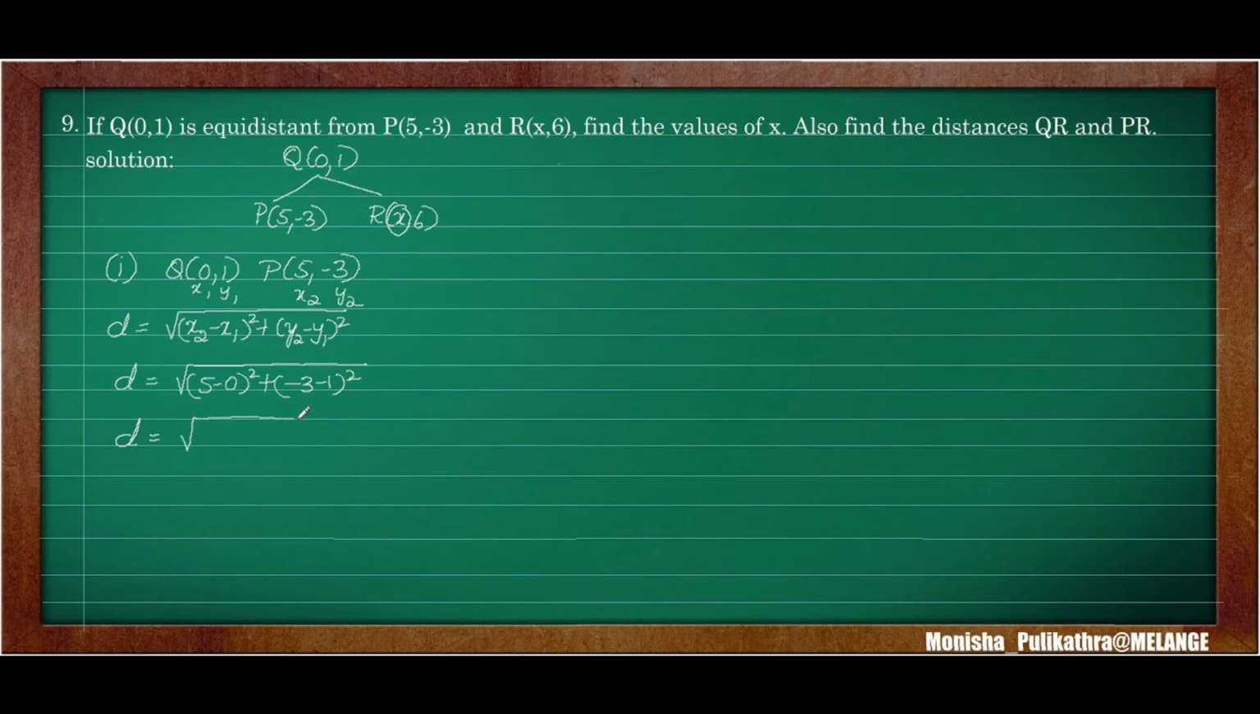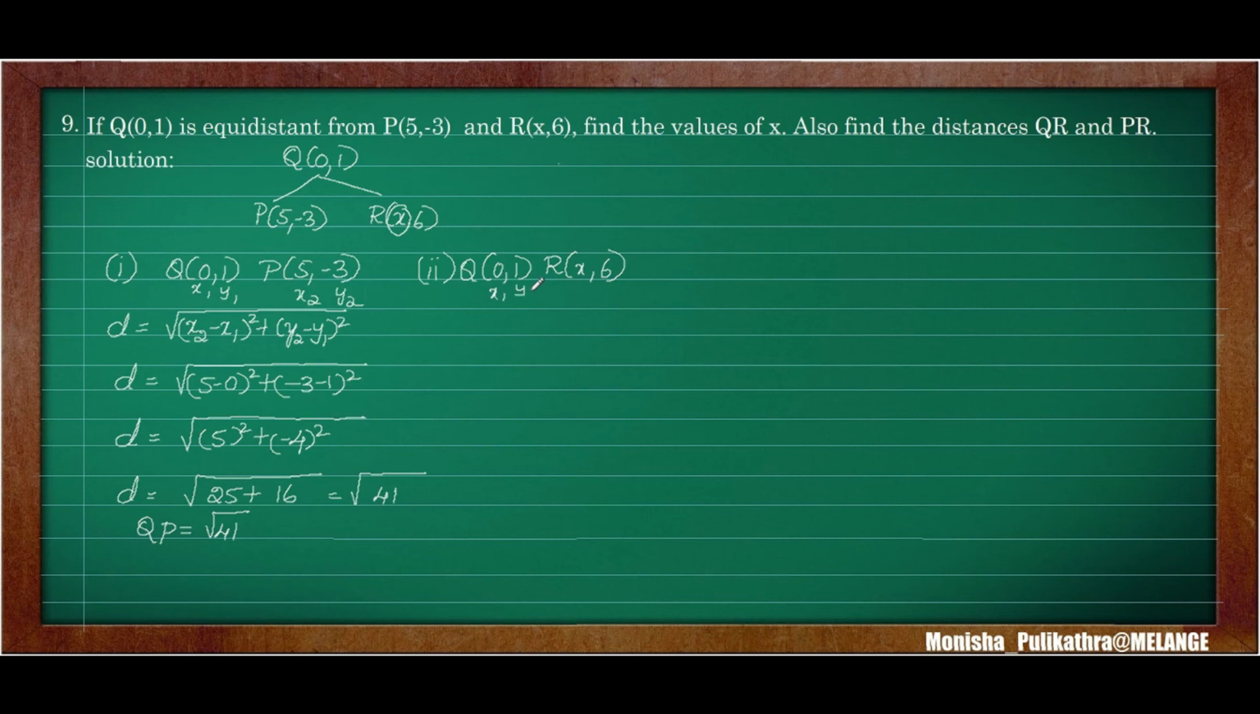So d is equal to the square root of 5 minus 0 is 5 square plus minus into minus, plus; we need to add it, 3 plus 1 is 4, larger number sign is minus. So 5 square is 25 and 4 square is 16. So it will become 41. So d, that is the QP value, is equal to root 41. Next we need to find the QR value. In the second case, Q is (0, 1) and R is (x, 6).